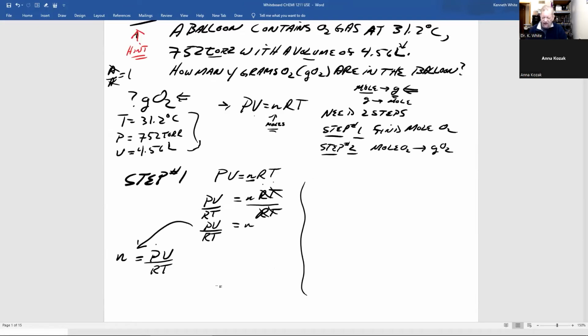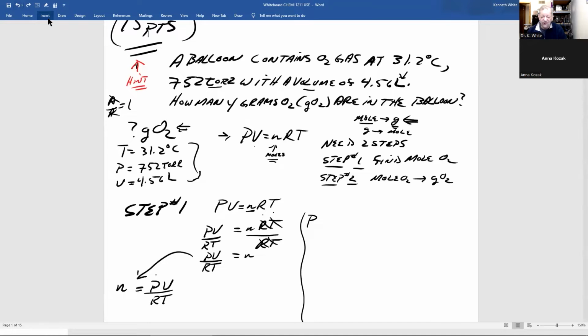So to get pressure, to do this, you start with the pressure, 752 torr. We could convert it. We want to get the atmospheres.